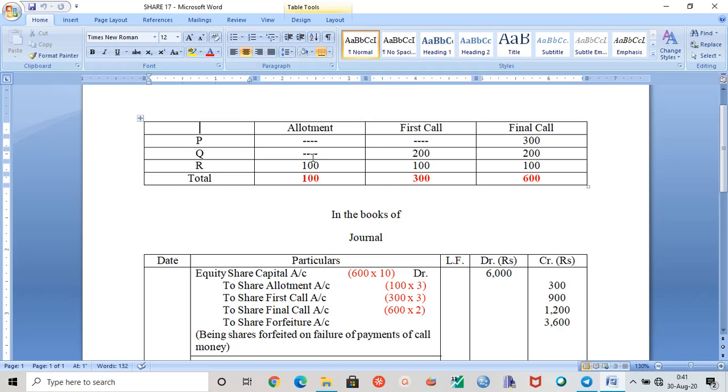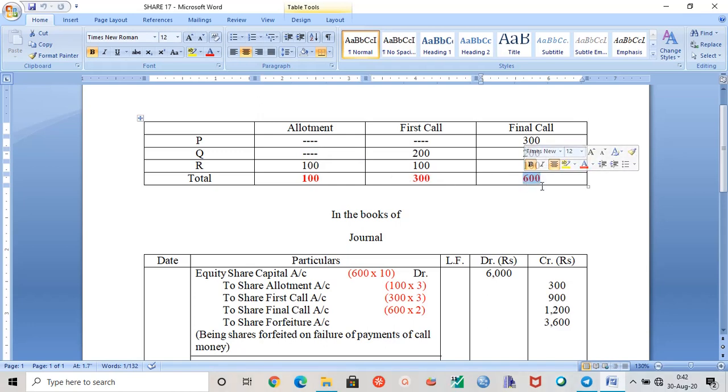P, who held 300 shares, failed to pay the final call money, and Q failed to pay the first call and final call, and R failed to pay allotment, first call and final call. So you can make a table for your reference. This way it will be very easy for you to understand the total number of shares on the time of allotment, first call and final call.